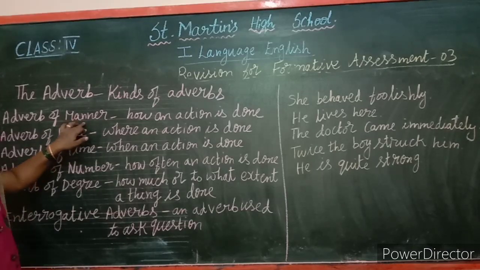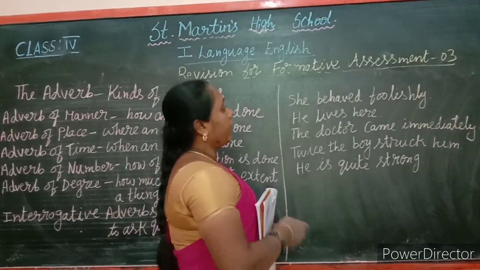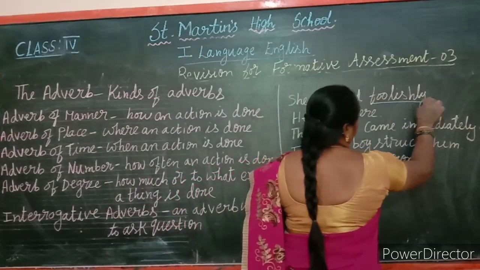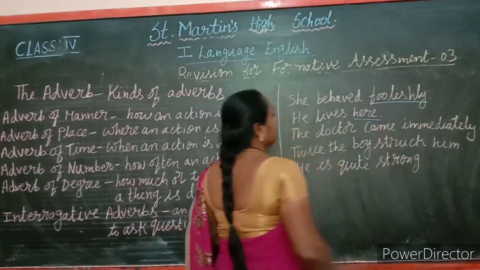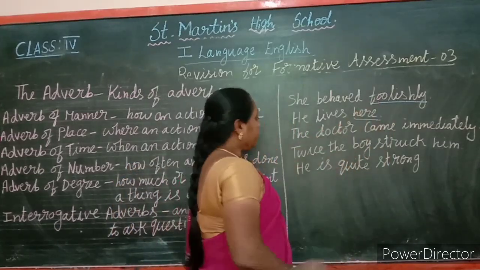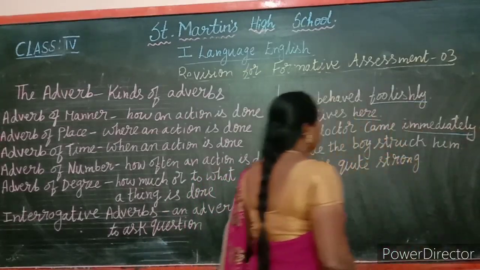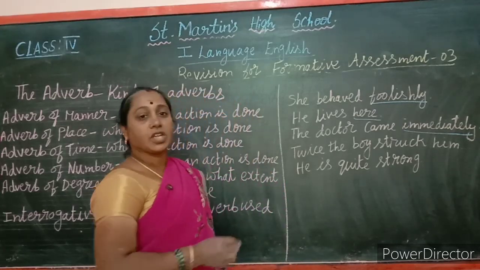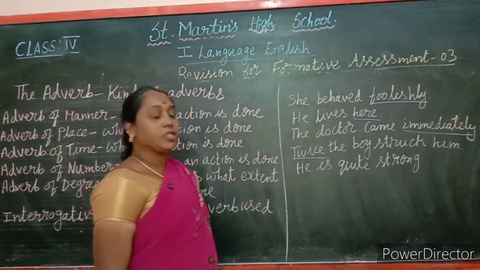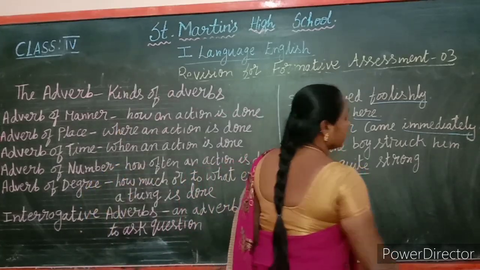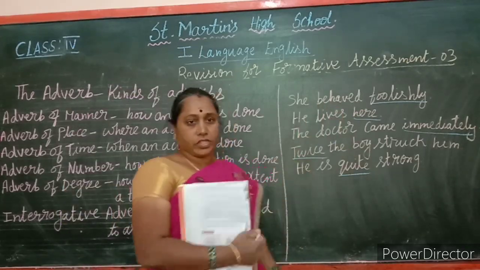So what do you mean by adverb of manner? Look at these sentences now, children. She behaved foolishly. He lives here. Here is the adverb. Foolishly is the adverb. The doctor came immediately. Immediately is the adverb. Twice the boy struck him. Twice is the adverb. He is quite strong. Quite is the adverb. So these adverbs will answer different questions here.